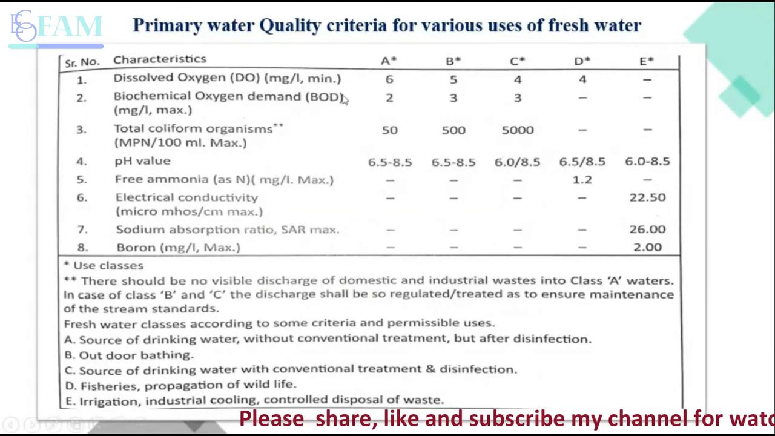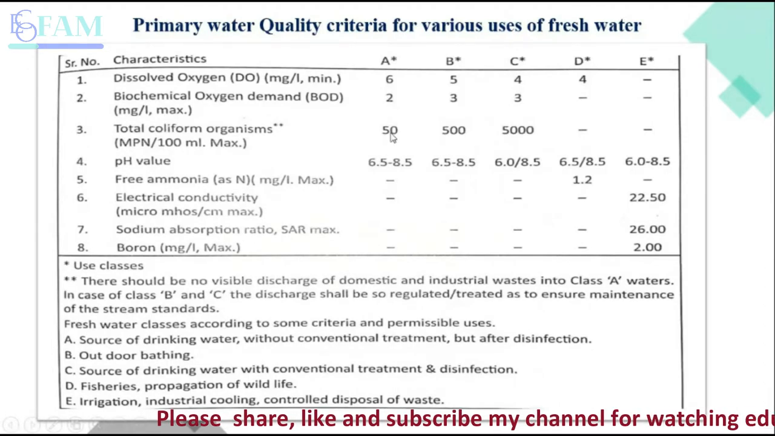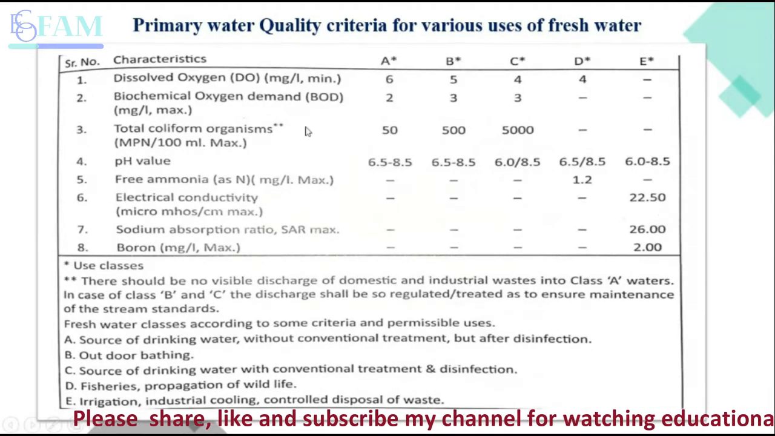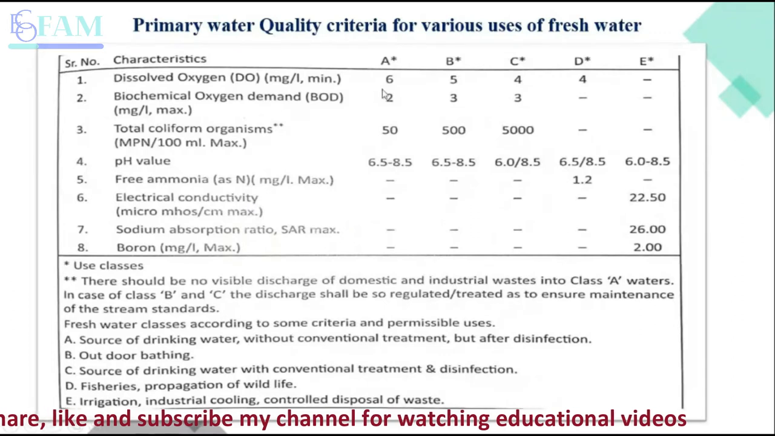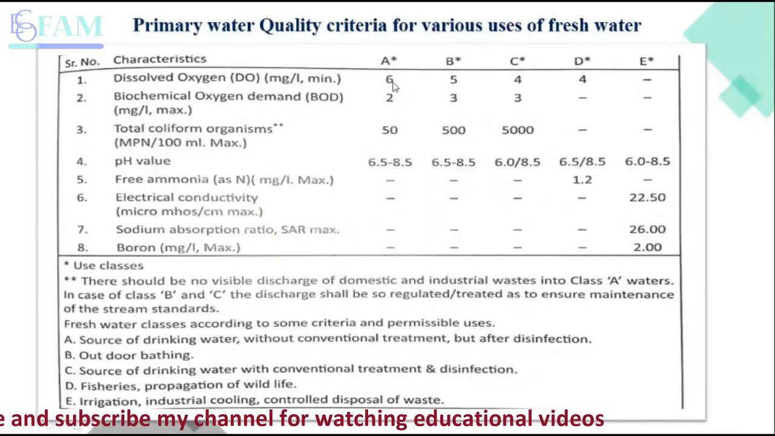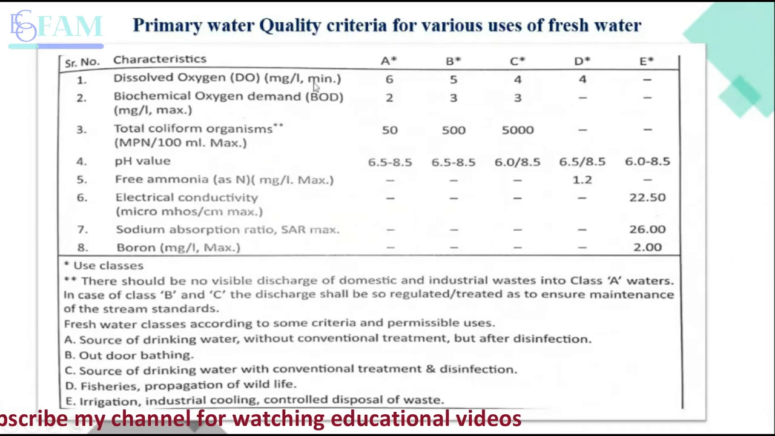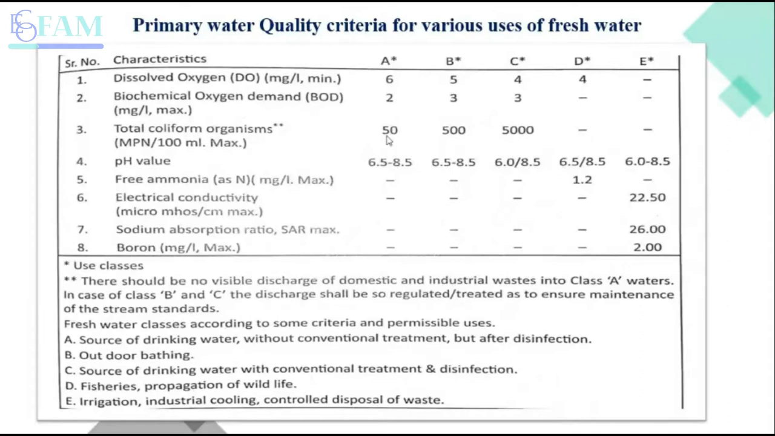Based on the various concentrations of these parameters, the quality of water has been categorized as A, B, C, and D. If you see category A, the dissolved oxygen should be around 6 ppm or 6 milligrams per liter. Biological oxygen demand should be 2, and total coliforms per 100 ml should be only 50 living organisms. There are fecal coliforms, which are generated because of human excreta, human waste. That should be only about 50.